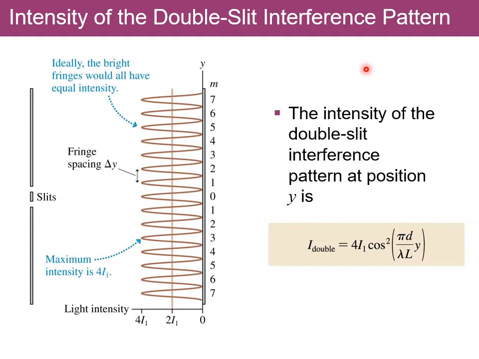The intensity of the double-slit interference pattern at position y is equal to 4 times I1 times cosine squared of quantity pi times d times y over lambda times L. But why is this so? We will attempt to develop an explanation in due course.